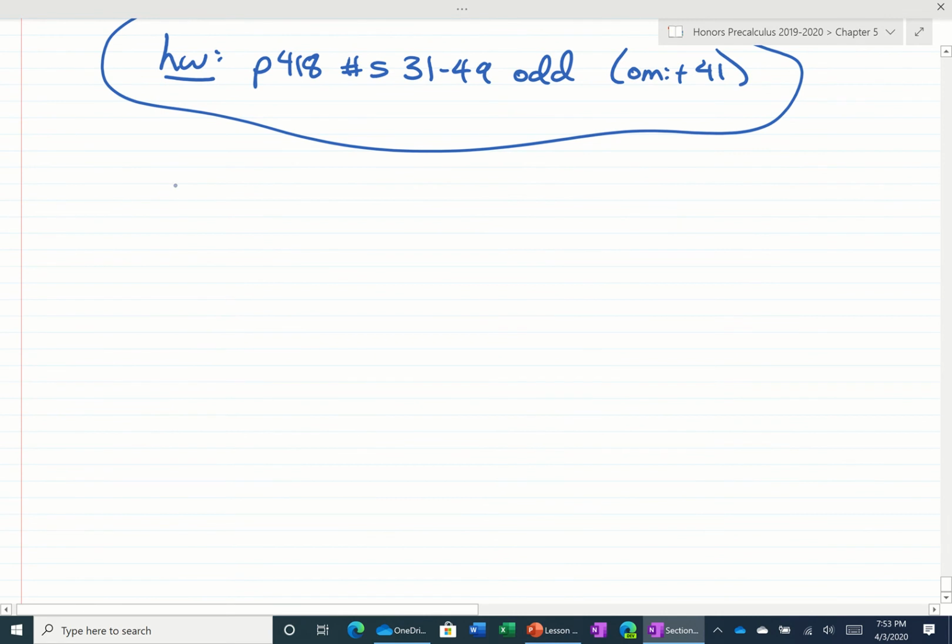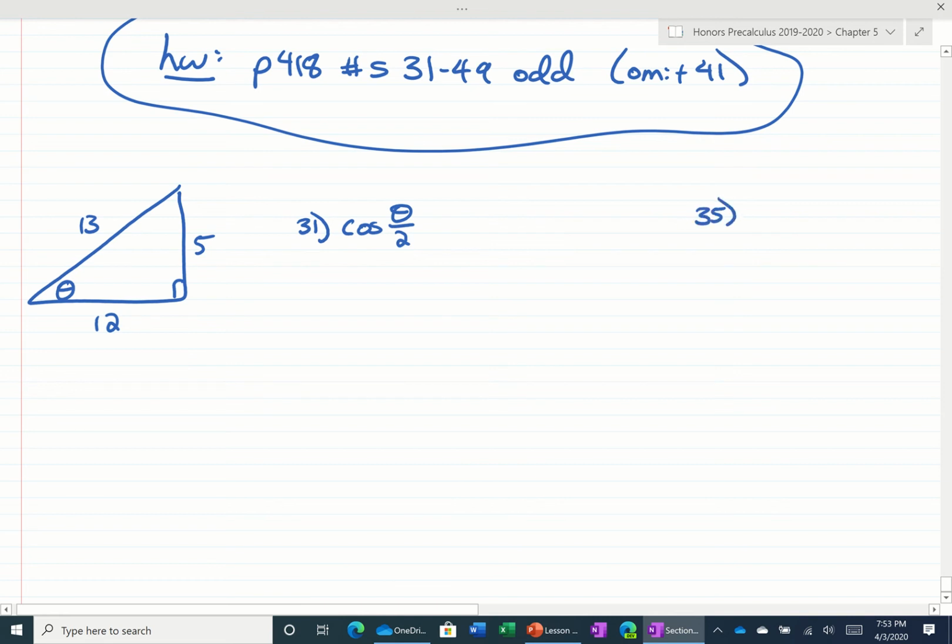Okay, so for the first section, it gives us a triangle, looks like this. And we have an angle here. This would be 12 and this would be 5. So this hypotenuse is 13 using Pythagorean theorem. And I'll do a couple from each section. So maybe I'll do 31. It asks us to find the cosine of theta over 2. And then I'll do 35, which asks us to find the cosecant of theta over 2.